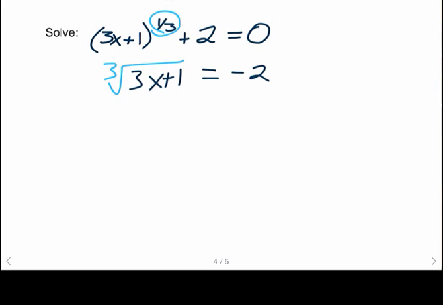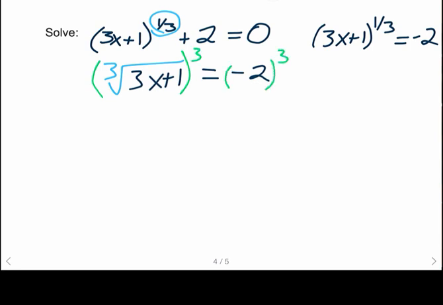If we hadn't, we would have essentially the same thing: 3x plus 1 to the 1/3 power is equal to negative 2, right? We would have isolated the term that had the fractional exponent. Where we see the one with the cube root, it should make sense that we're going to cube both sides, in keeping with what we've been doing, which is undoing what's been done to the variable.